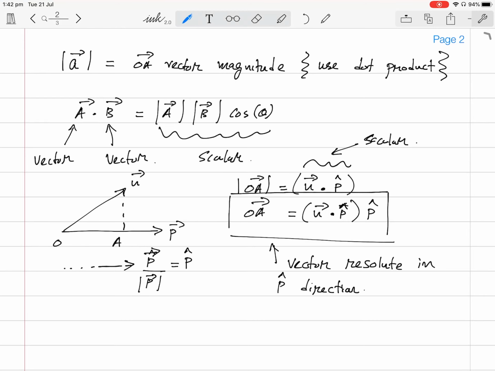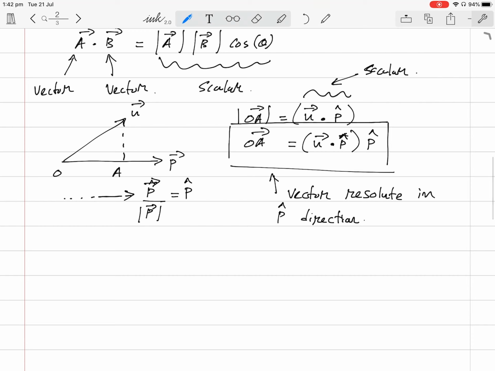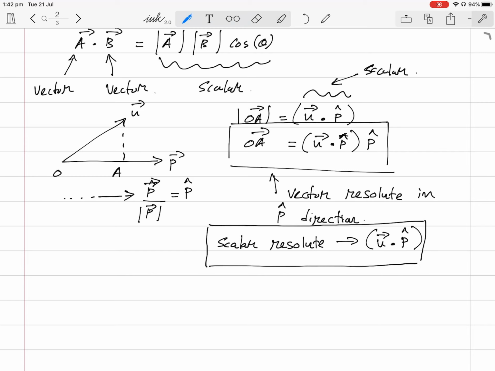So what is a scalar resolute now? Scalar resolute, it's very easy. Scalar resolute would be the magnitude part of the vector resolute, which is u dot p hat. This is called the scalar resolute.